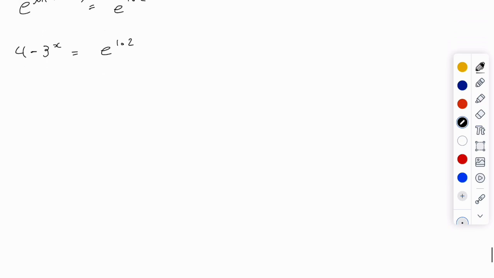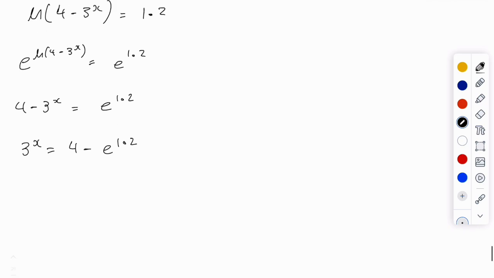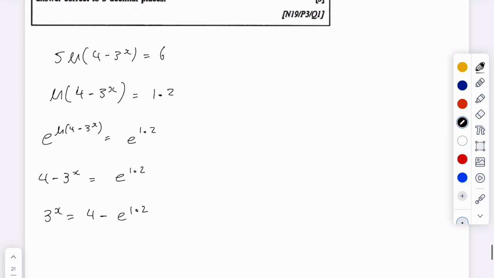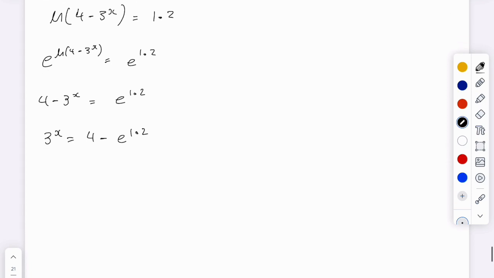Perfect. What does that tell me? Well, what that tells me is that 3^x is equal to 4 minus e^1.2. Okay, so now I've got to solve for x. Remember that's the key thing. So find the answer to 3 decimal places.